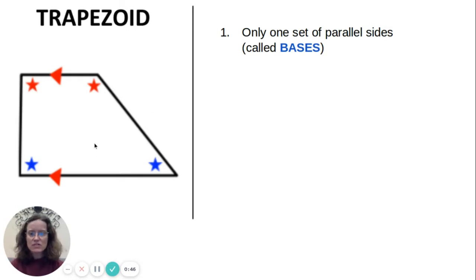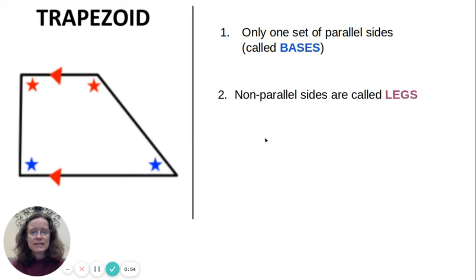So just be aware, it's not always going to be shown exactly like it is on this screen, but the two sides that are parallel, wherever they are, will be called your bases. The non-parallel sides are called your legs. That was very complicated. Try not to cry.